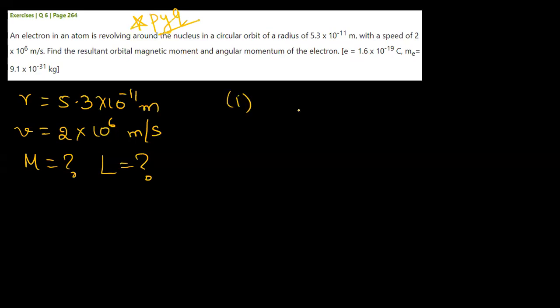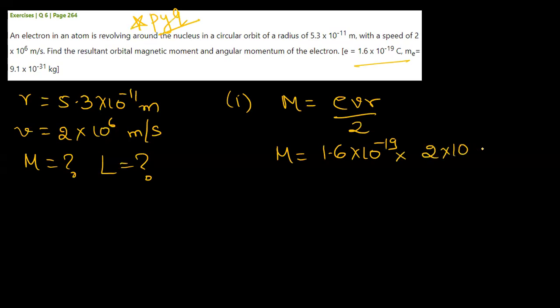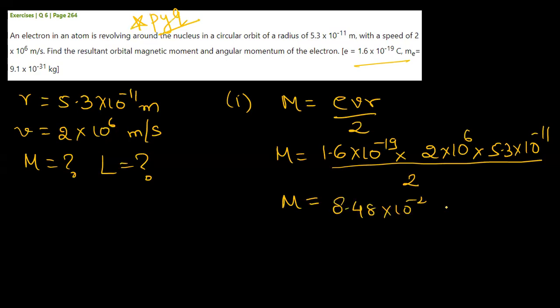Very simple sum. The magnetic moment for a hydrogen atom, because the electron is revolving around the nucleus, will be given by evr upon 2. So the magnetic moment is e, where e is the charge of the electron, 1.6 into 10 raised to minus 19, into velocity 2 into 10 raised to 6, into 5.3 into 10 raised to minus 11, divided by 2. So when you solve this, you get the answer as 8.48 into 10 raised to minus 24 ampere meter square. That is your answer.